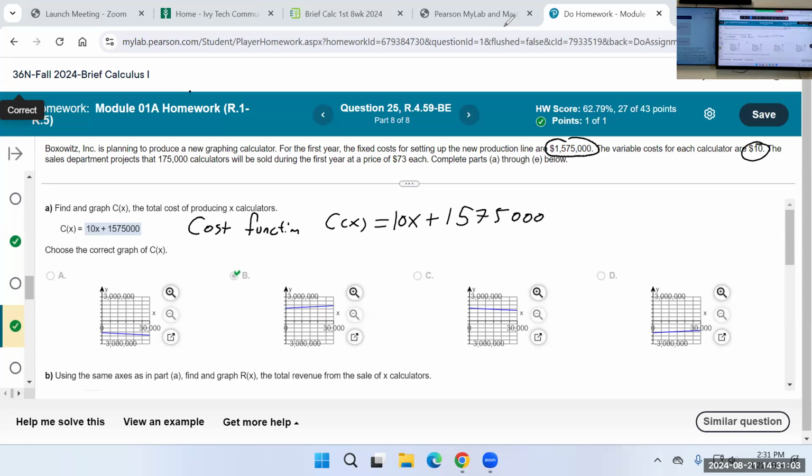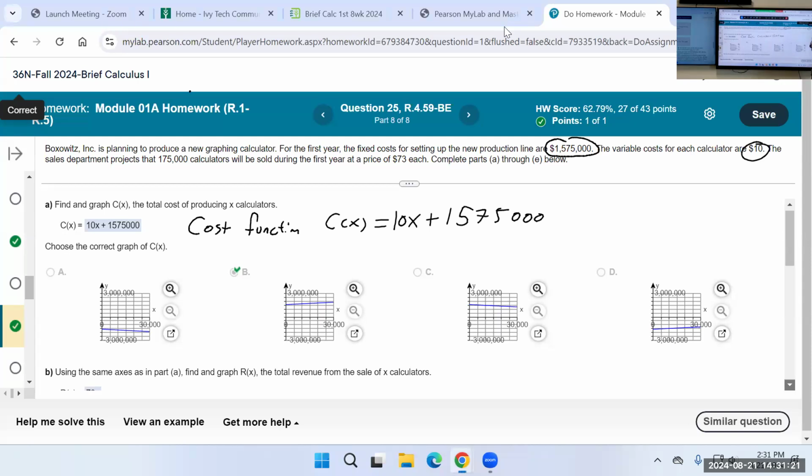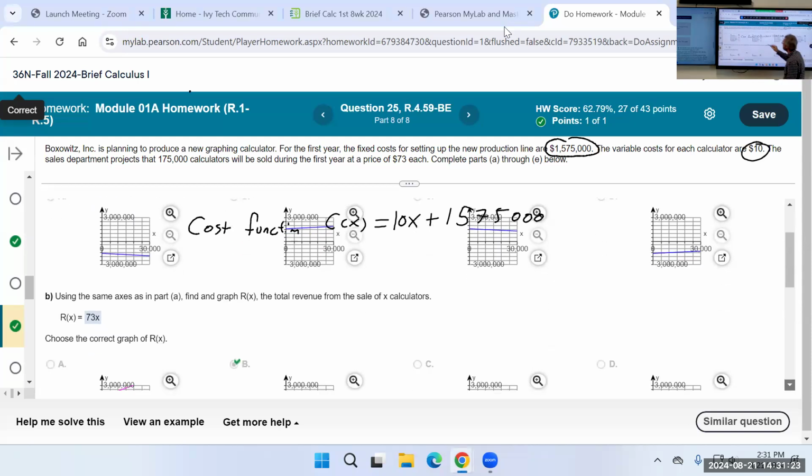Now the revenue is what we got coming in. So if we're selling this for $73 each, then however many we sell, we would just times that by 73. So I think the revenue function would just be 73x. It's listed here, yeah. So the revenue function, R of x, since we're selling it for $73 each, is just 73 times x.